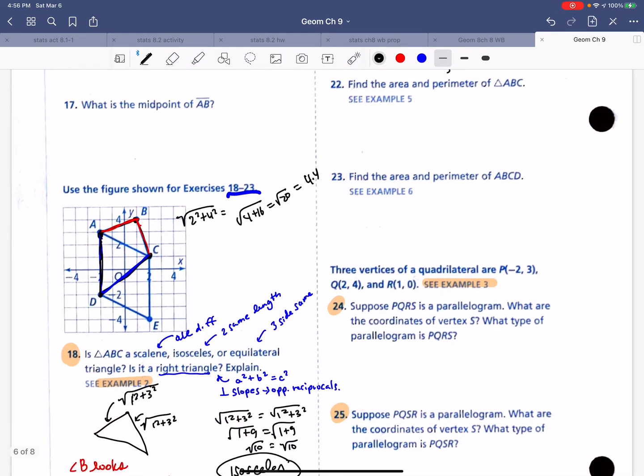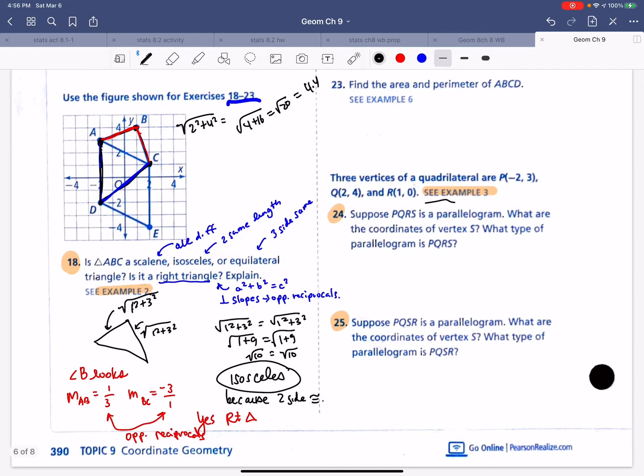Now, 24. The next set are like example 3 in our notes. So let's take a look. It says 3 vertices of a quadrilateral are these 3 coordinates. Okay. Suppose PQR is a parallelogram. What are the coordinates of the vertex? What type of parallelogram? Okay, so we definitely need some graph paper.